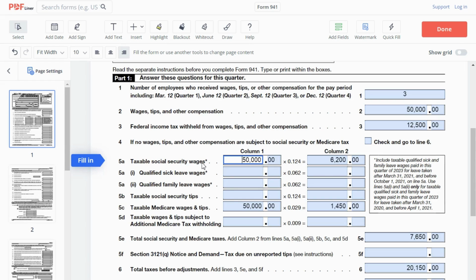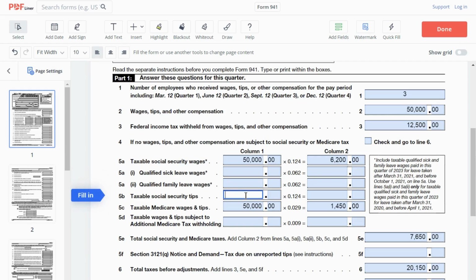If in 2023 you paid any qualified sick leave wages and qualified family leave wages for leave taken after March 21st, 2020 and before April 1st, 2021, report them here. These are not subject to the employer's share of Social Security tax, therefore the tax rate on these wages is 6.2%. In our case, we leave this blank as they do not apply in most cases. If your business is tip-free, as in this case, leave the line 5B blank.